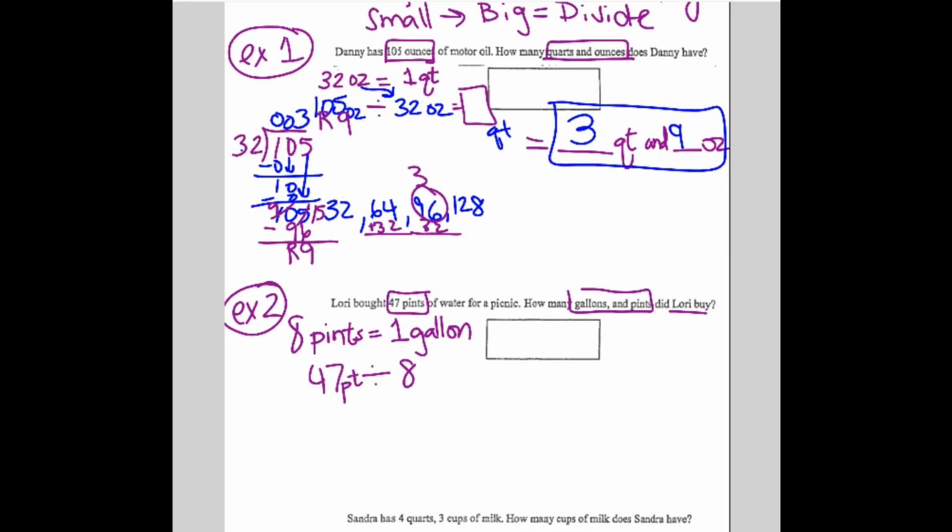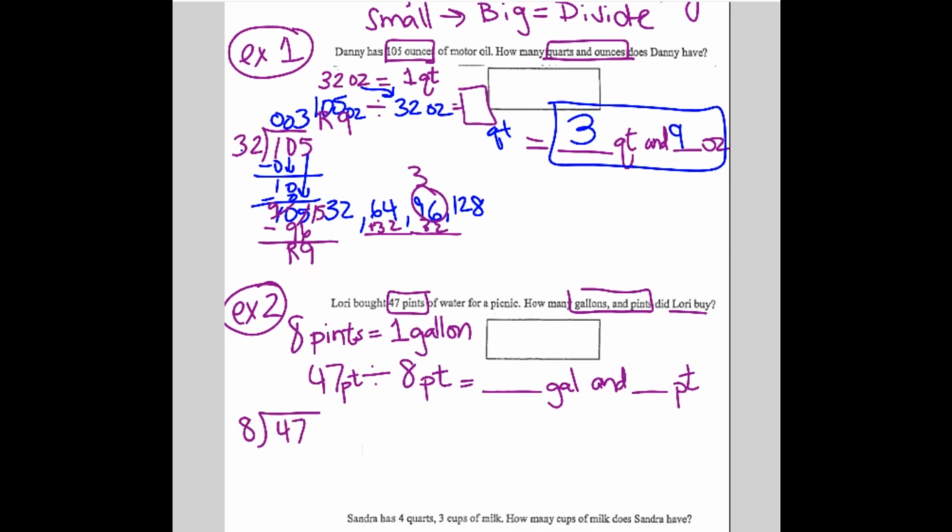So this is how you write pints. And our answer is going to give us blank gallons. That's how you write gallons. And blank pints. All right, let's get started. We're going to divide. Our 47 goes inside, our 8 goes outside.